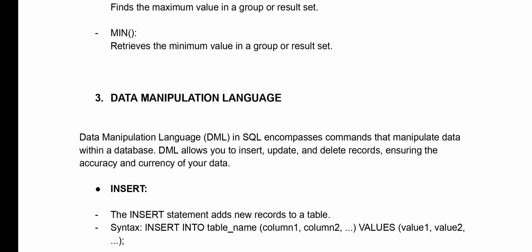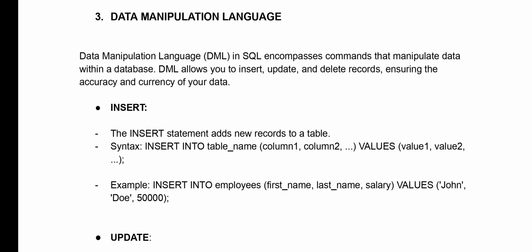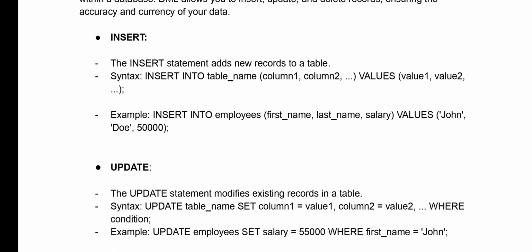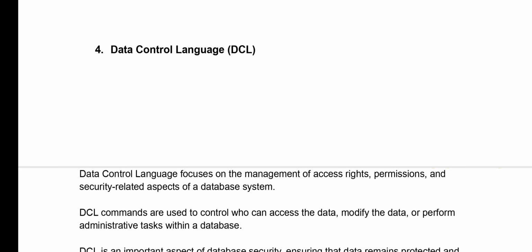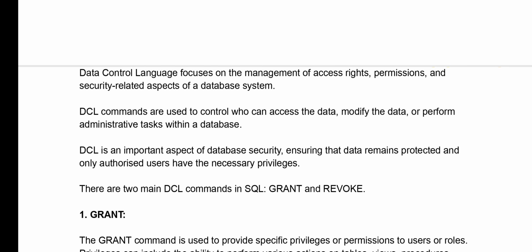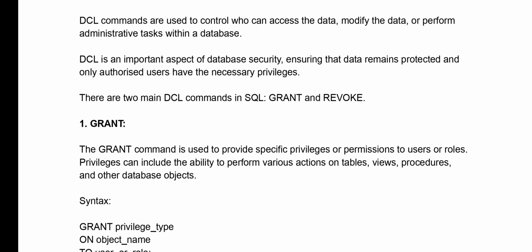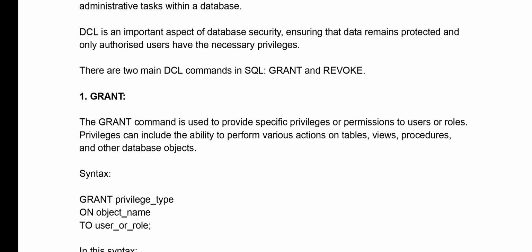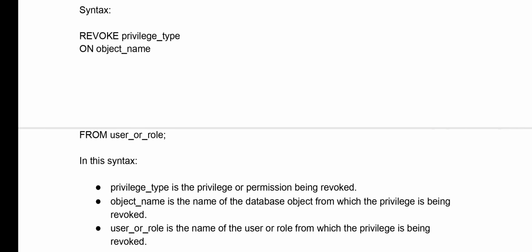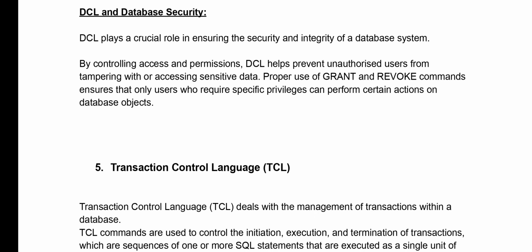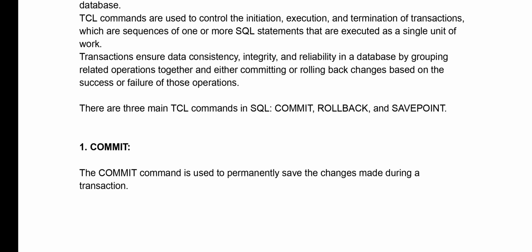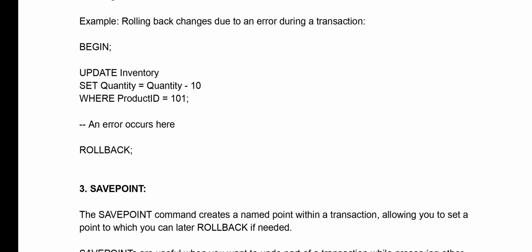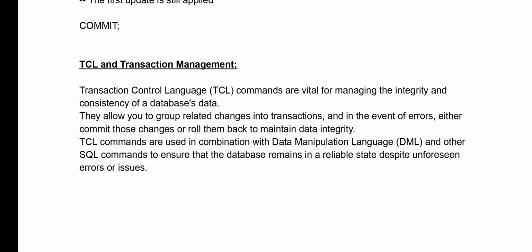And then next we have talked about the data manipulation language. Here we have talked about the insert statement, update statement, and delete statement. Okay, in the next section we have talked about the data control language. Here we had talked about the grant command and revoke command. And we have talked about the TCL, transaction control language. Here three main keywords will come into the picture: commit, rollback, and savepoint. Okay, so we have discussed everything in the notes.